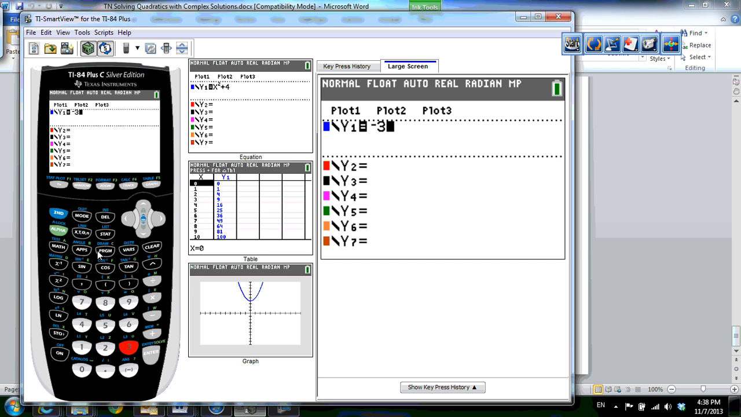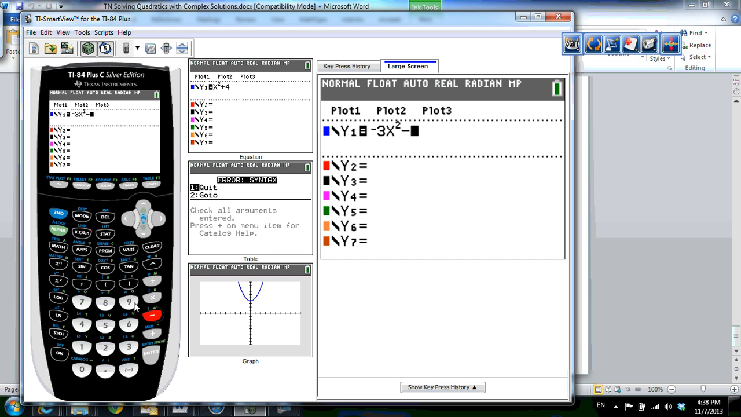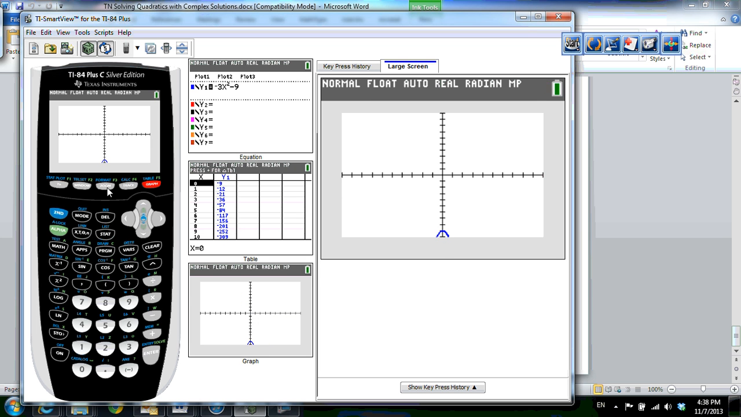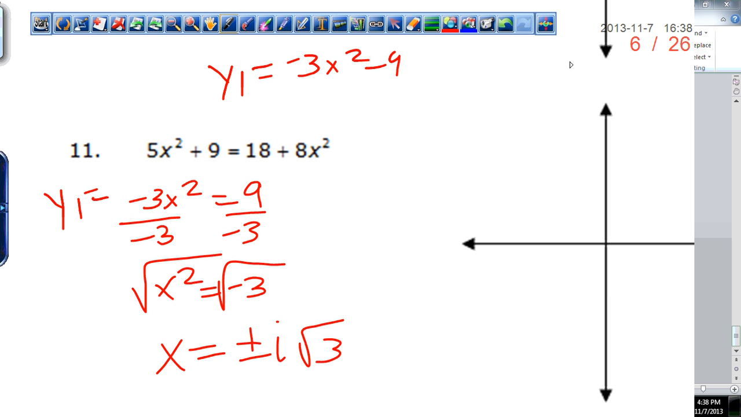Negative 3x squared minus 9. Now the negative out in front puts it upside down. Oh, look, right there. So if I zoom out just a little bit, boom. So it looks like, on my little sketch, it's going to be kind of like that.